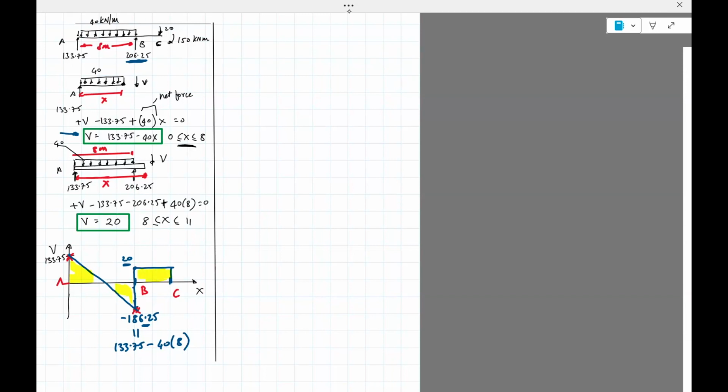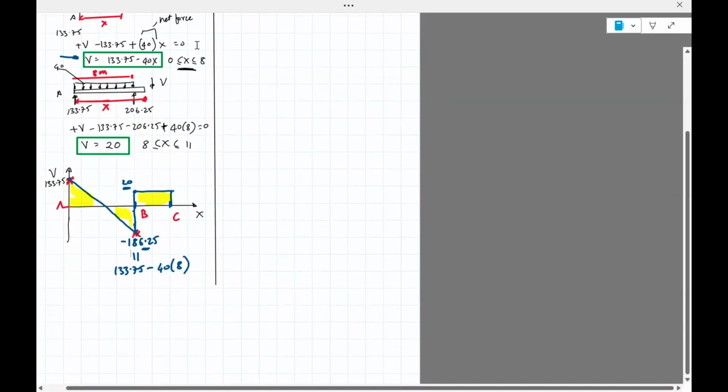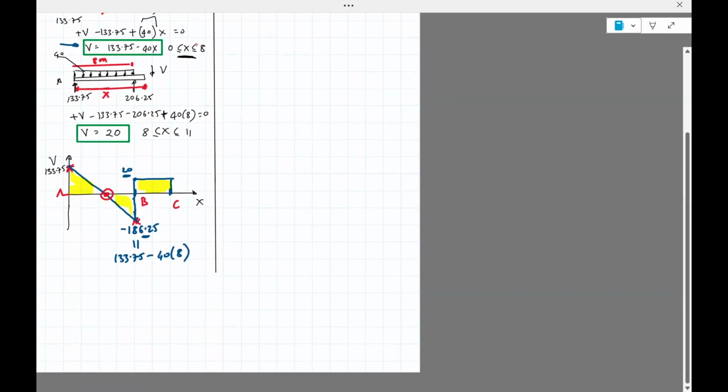Okay, now one of the curiosities is, what is this point? When does the shear force become equal to 0?